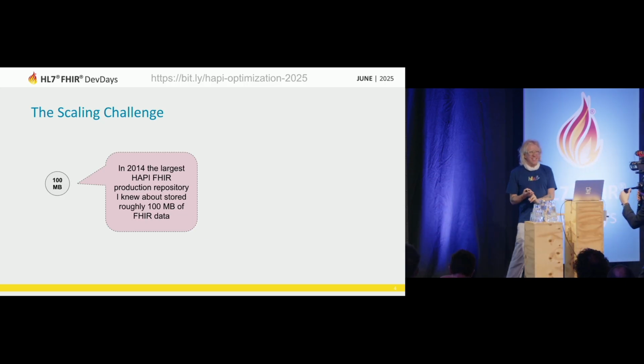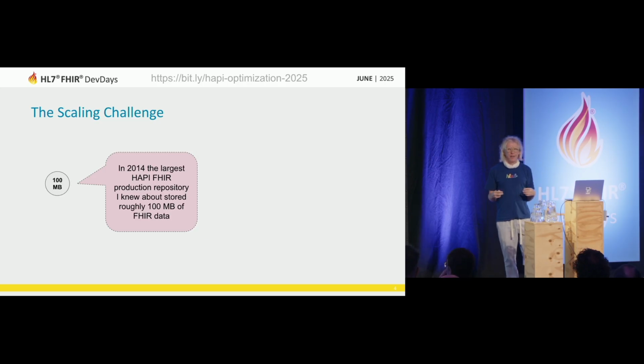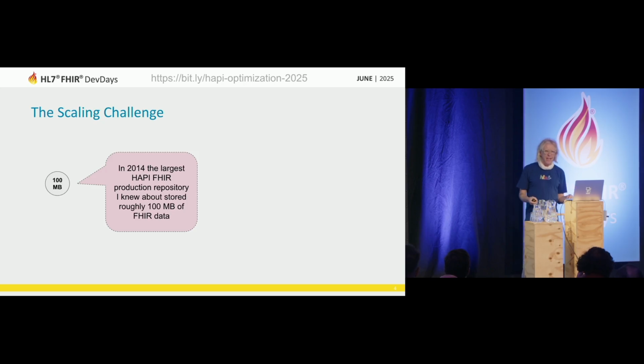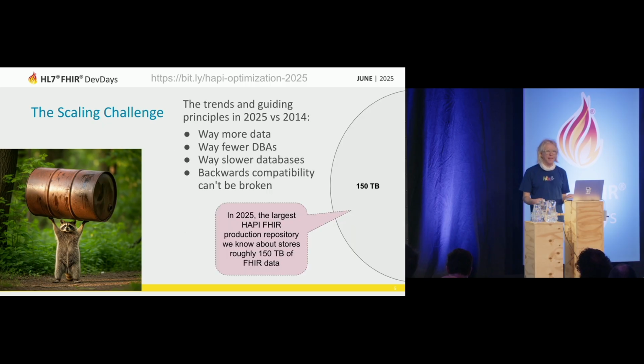In the early days, people were building pretty small systems. I knew a few people who brought early HAPI to production. And really the biggest repositories we knew about were little 100 megabyte repositories. I want to store 1,000 resources for my locations or some questionnaires that have been filled out, those types of things. So they were pretty small databases back then.